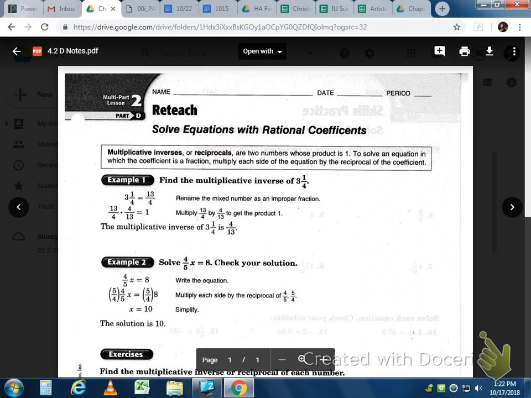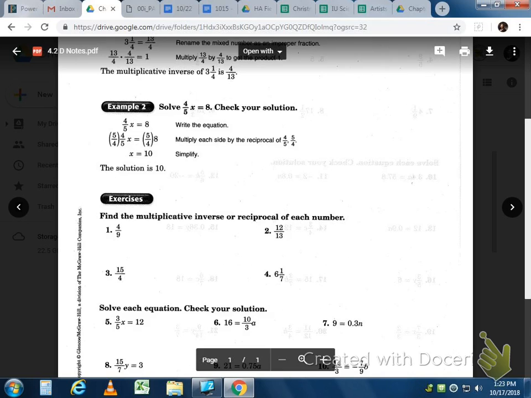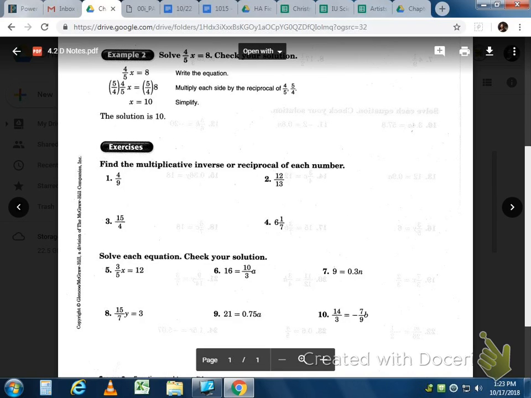While we're talking about this, I'm going to go down to the problems at the bottom, and there's a few where we can find the multiplicative inverse or reciprocal. So let's go ahead and do these. So for number 1, what would the multiplicative inverse be of 4/9? Liam? 9/4. What about 12/13? Mason? 13/12. What about 15/4? Dylan? Yeah.